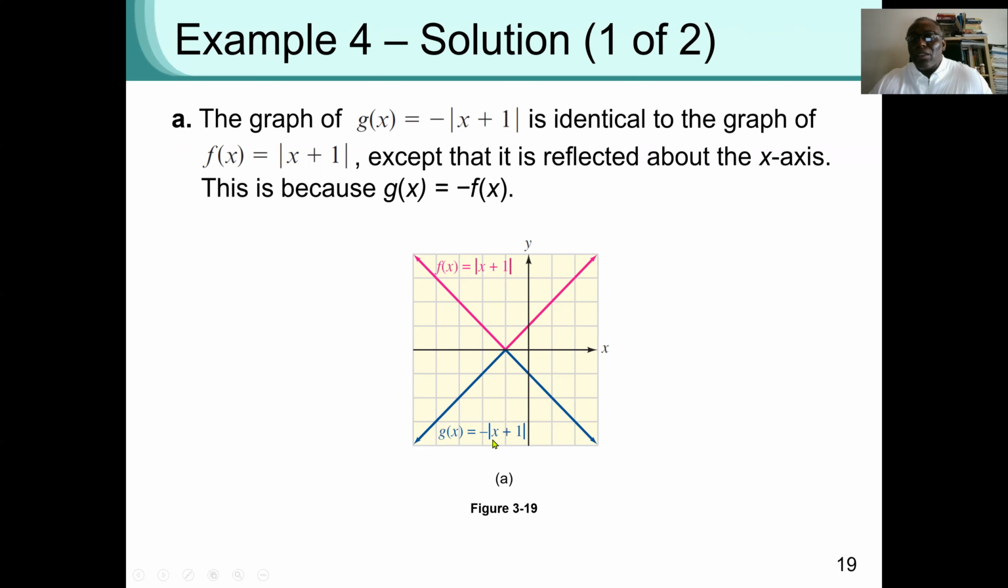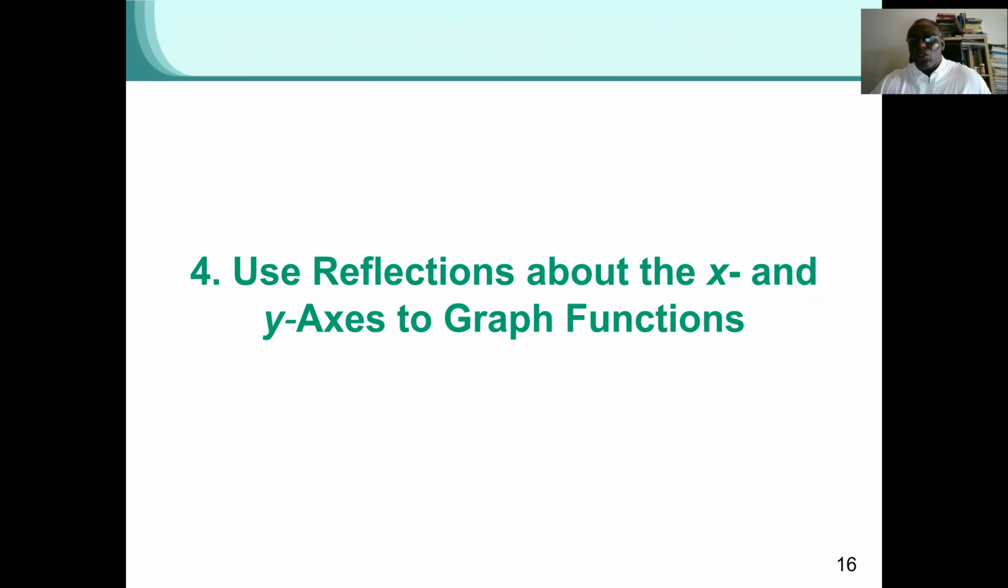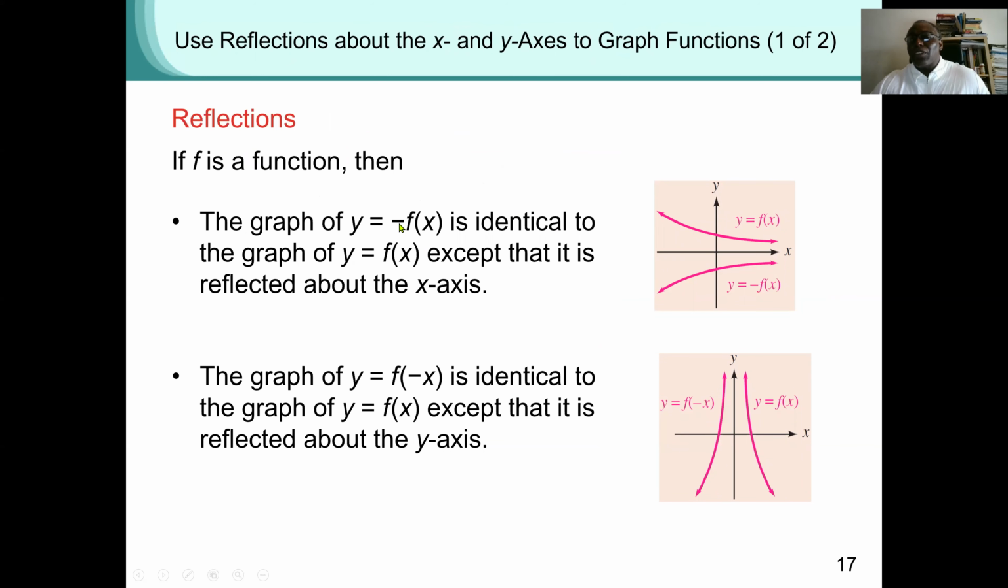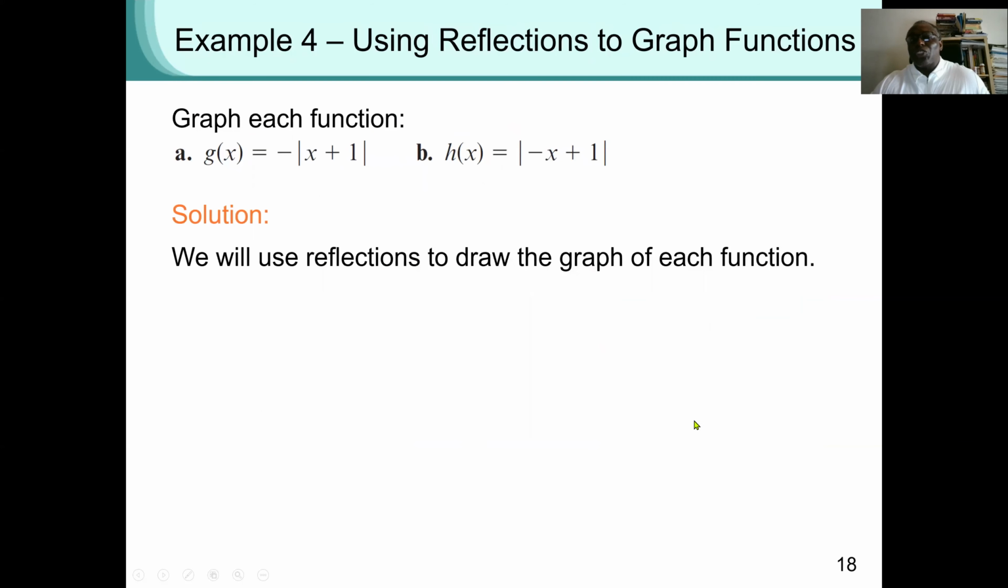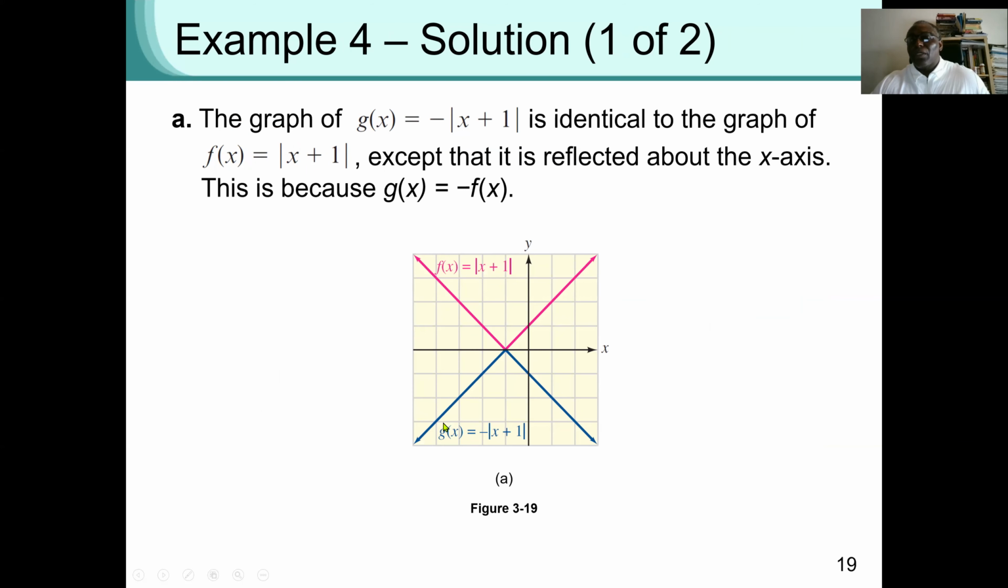g(x) equal to negative |x plus 1|. Then we also have f(x). So if f(x) gives me this, then the reflection of it will be g(x). The rule we should know: if the negative is outside, it will reflect on the x-axis. If the negative is inside, it will reflect through the y-axis. So in this question, it's outside. So the reflection is on the x-axis.